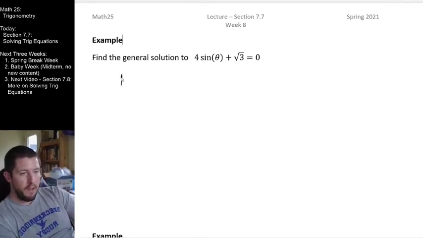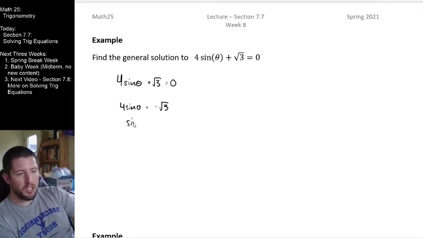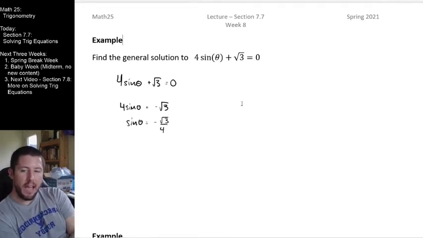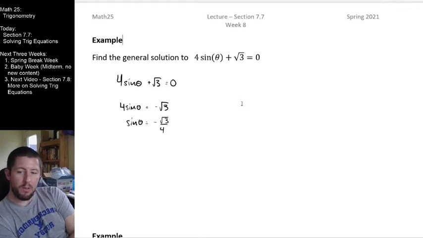So again, this looks very similar to what I was just thinking a second ago, so I'm not going to do much different here. Again, always undo your addition and subtraction first. Always undo your multiplication and division second. Now, my question to you is this. Do you know any angles that result in an output from the sine function of root 3 over 4?